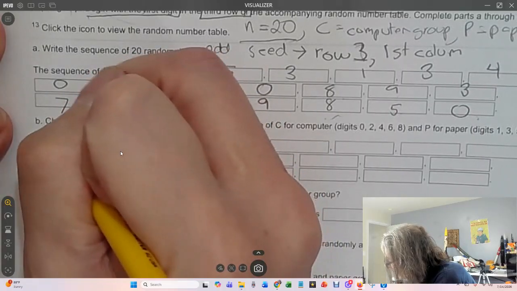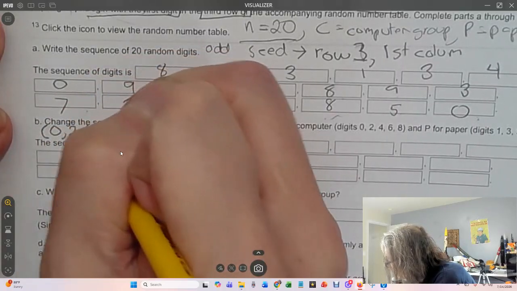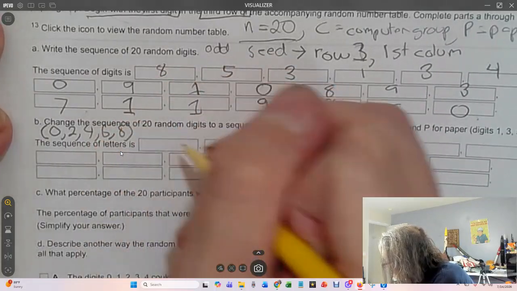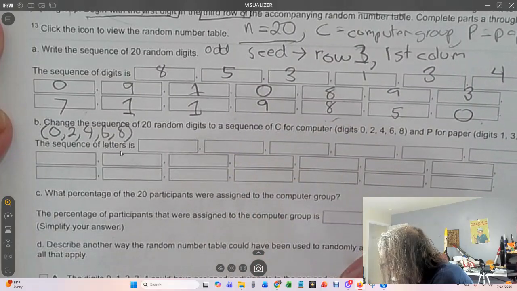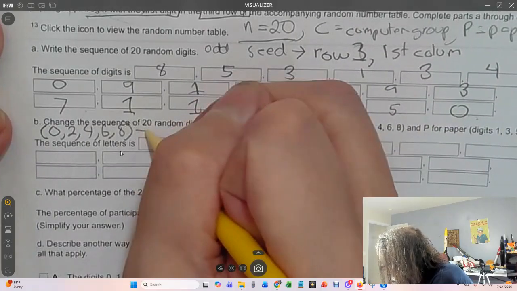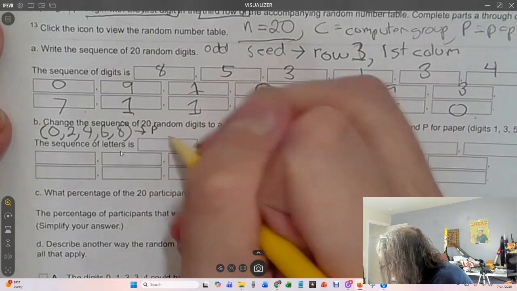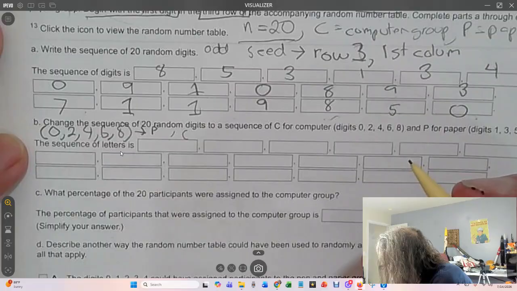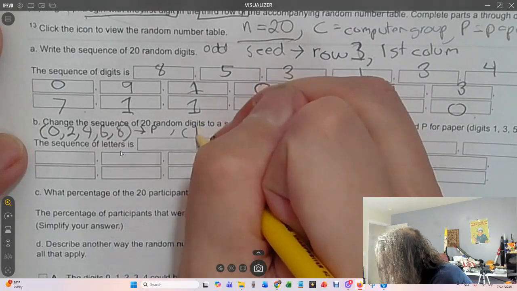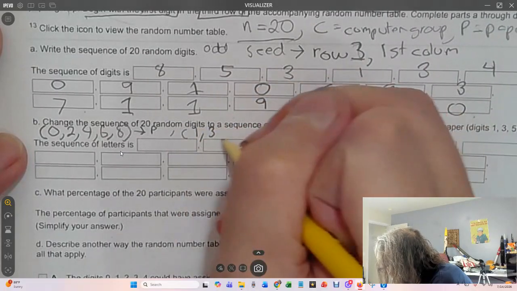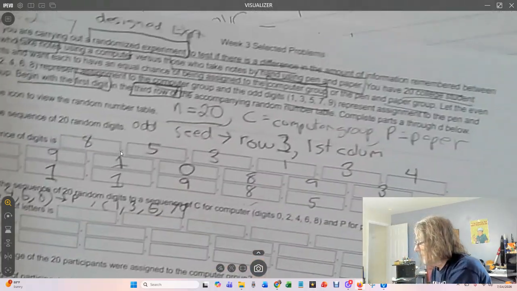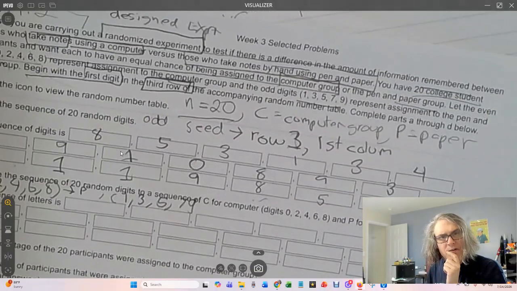These numbers are the paper group, and these numbers right here are the computer group. 1, 3, 5, 7, 9. Let's double check that. I didn't put any notes.